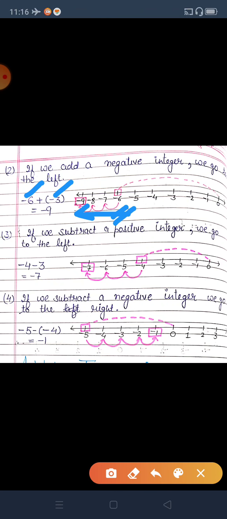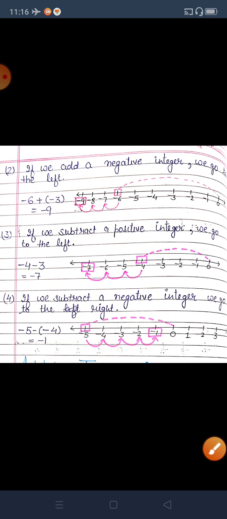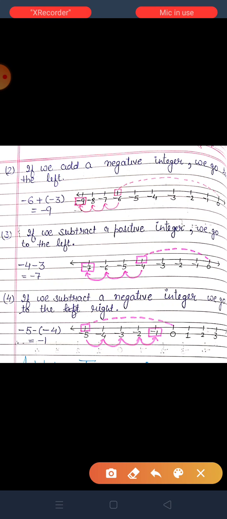Where are this minus sign and plus sign given? The minus sign and plus sign are given with the second integer, or the third integer, whatever is given. So you have to check which sign is given there. Whenever a plus sign is there you have to go to the right side. Whenever a minus sign is there with the integer you have to go to the left side of the number line. Now the third case.